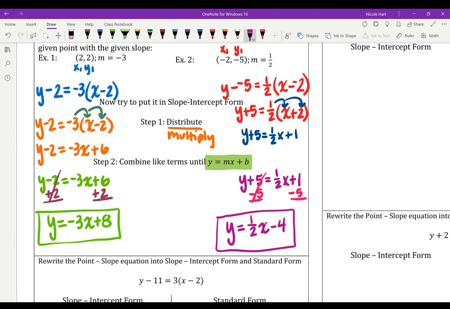Okay, so that is taking a point and a slope, starting in point-slope form, and then turning it into slope-intercept form.